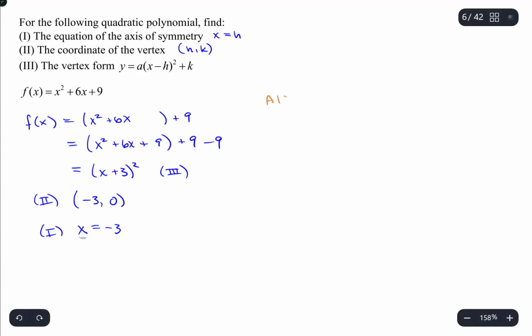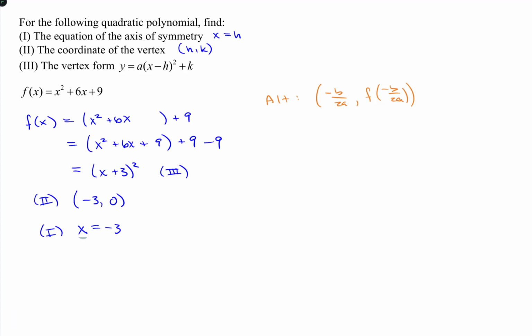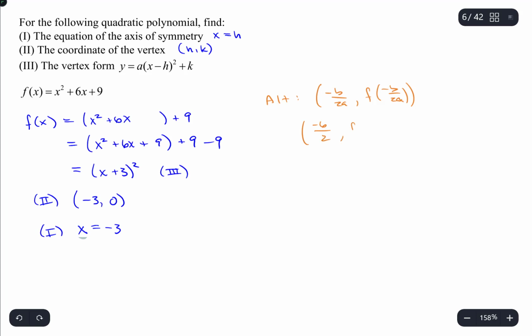Now, an alternate way of doing this is to use the formula negative b over 2a, comma f of negative b over 2a, which is known as the vertex formula. It gives you the coordinate of the vertex directly. So negative b over 2a, so that would be negative 6 over 2 times 1. And then you have to take that value and plug it into your function. So negative 6 over 2 is negative 3.